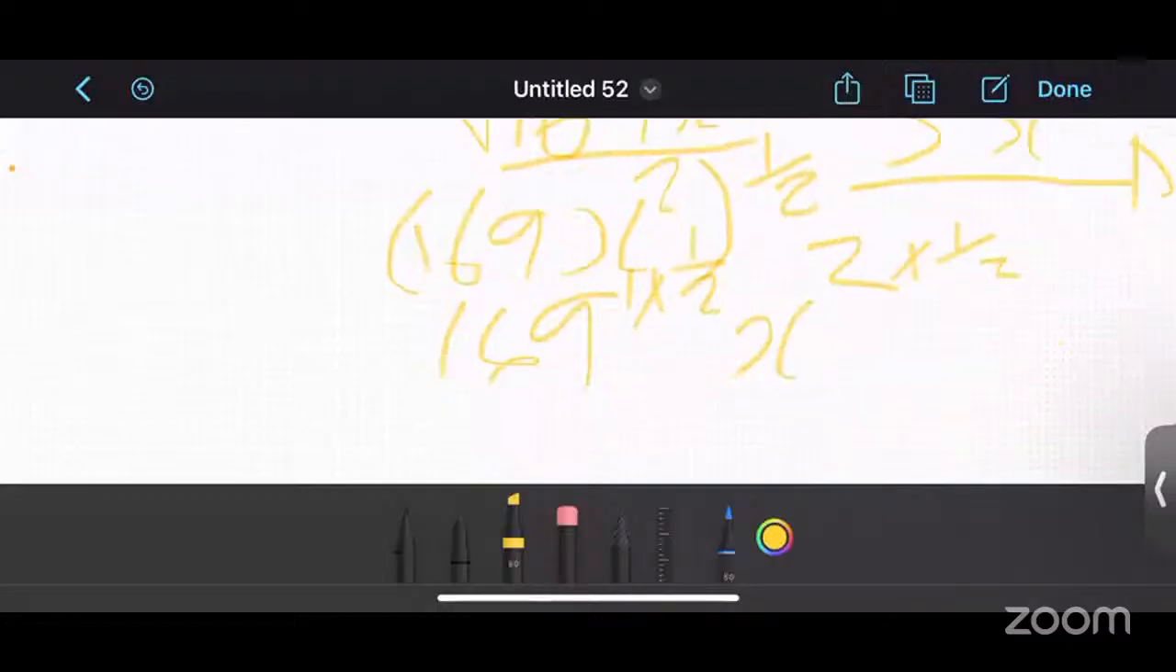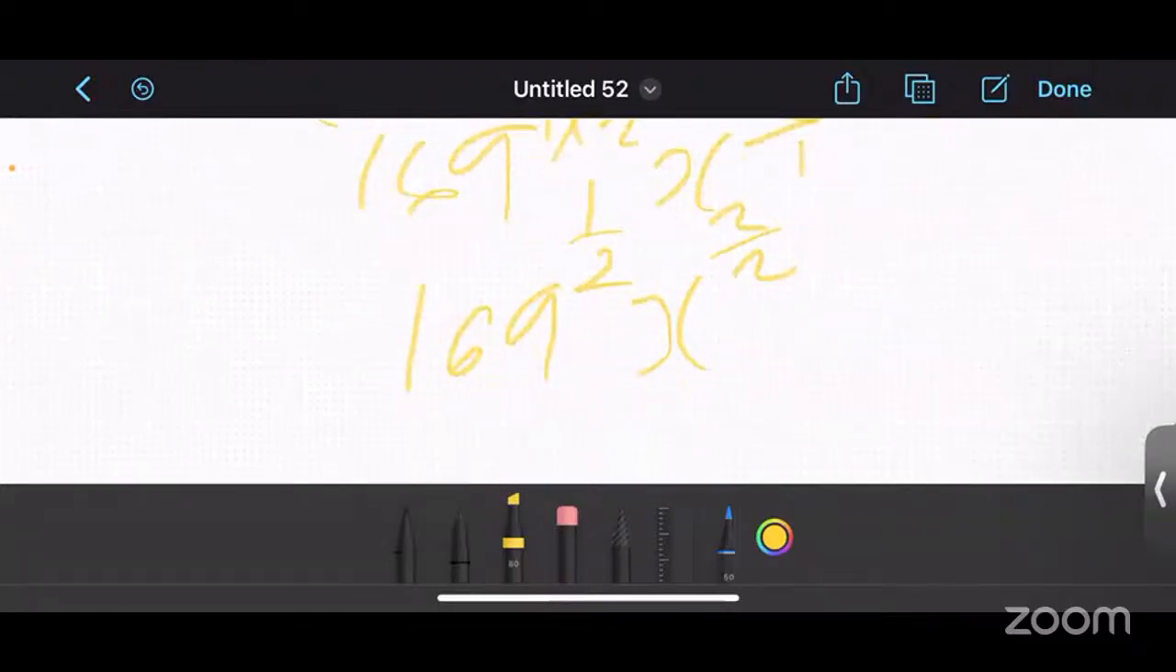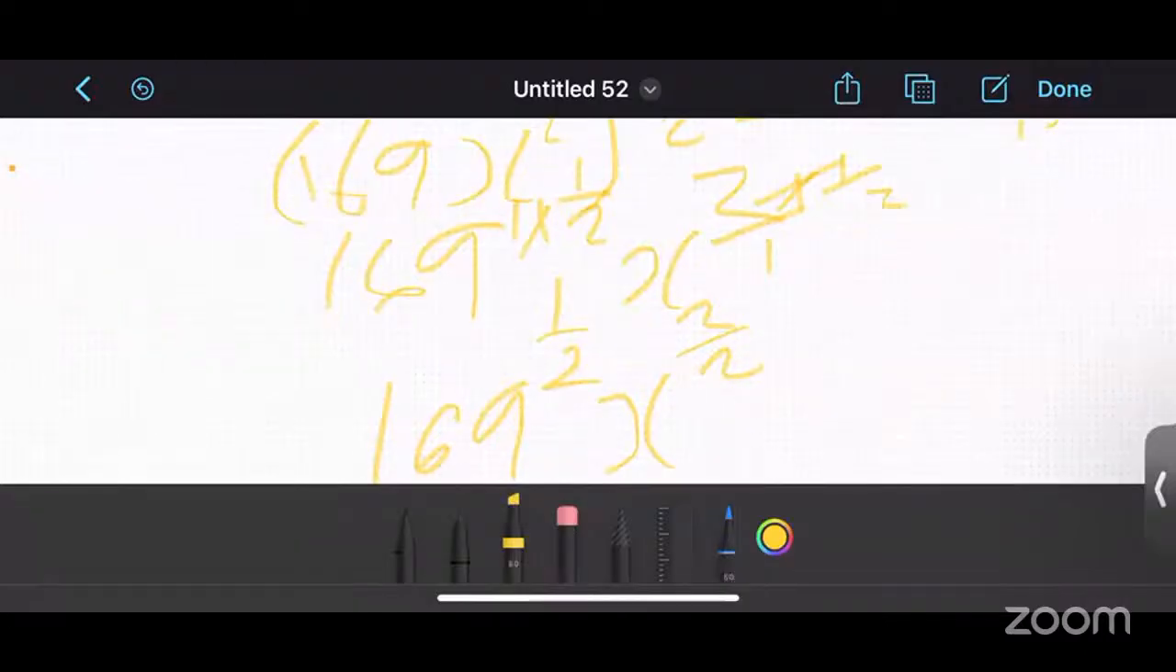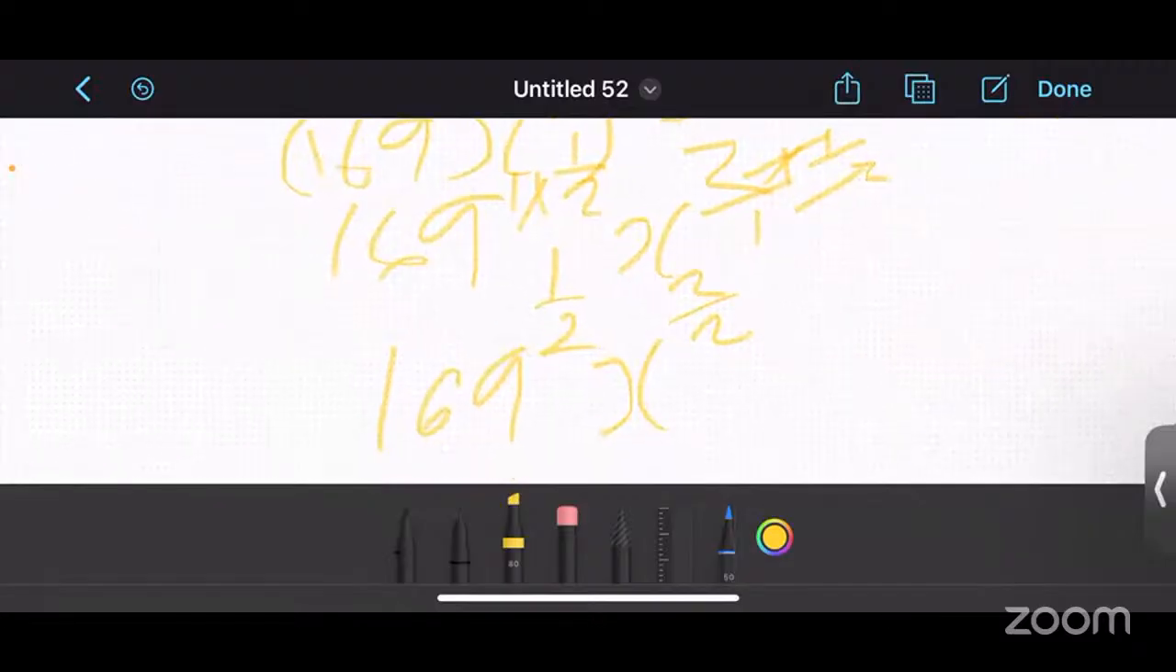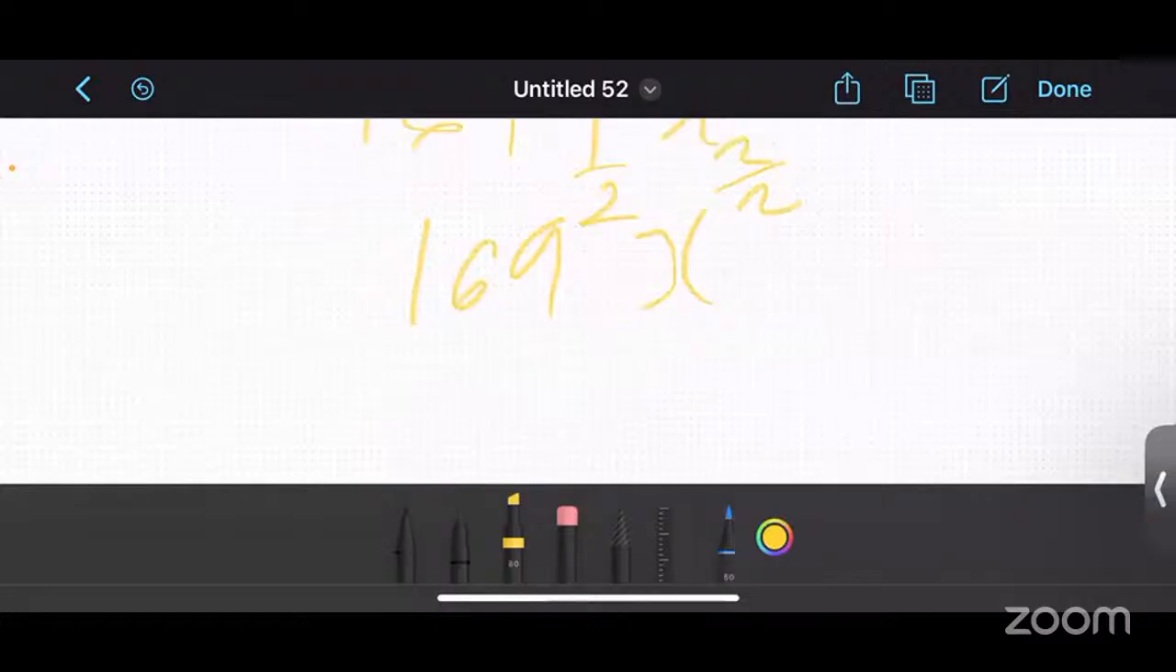And then we have 169 to the power of 1 over 2. And then we also have x to the power of 2 over 2, because 2 multiplied by 1 over 2 is the same as 2 over 2, right? Because the 1 is going to multiply the 2, and the 2 is going to multiply the 1. So 2 multiplied by 1 is 2, and 1 multiplied by 2 is 2. I'm having 2 over 2 here. Then 169 to the power of 1 over 2, how much is it?